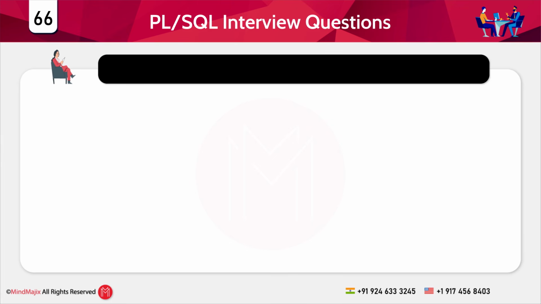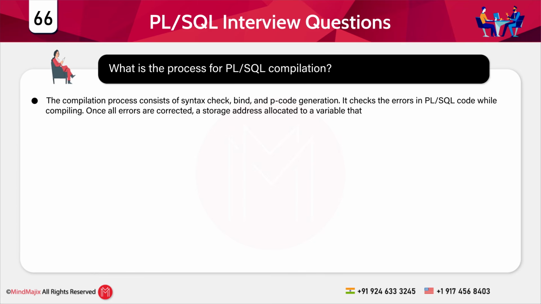The next question is, what is the process for PL/SQL compilation? So the compilation process consists of syntax check, bind, and P-code generation. It checks the errors in the PL/SQL code while compiling. Once all the errors are corrected, a storage address gets allocated to a variable that stores this data. This particular process is called binding. And P-code consists of the list of instructions for the PL/SQL engine. It is stored in the database and gets triggered the next time it is used.